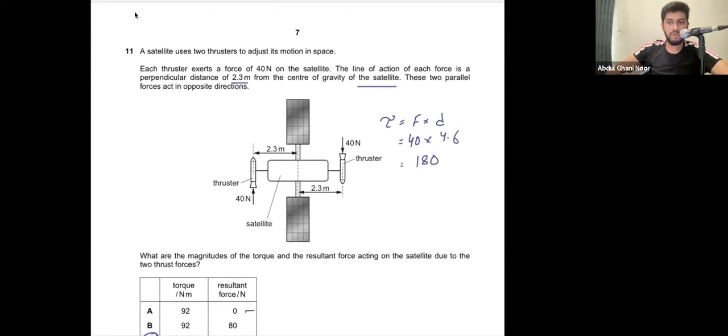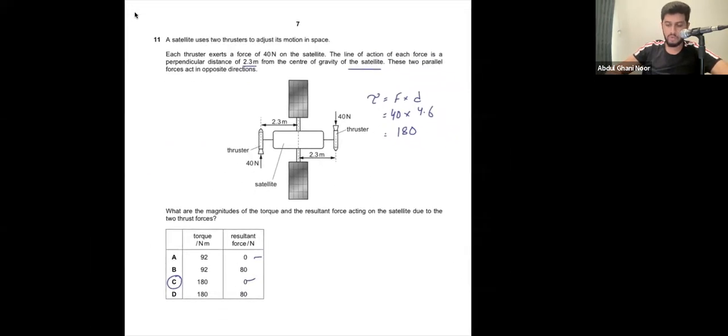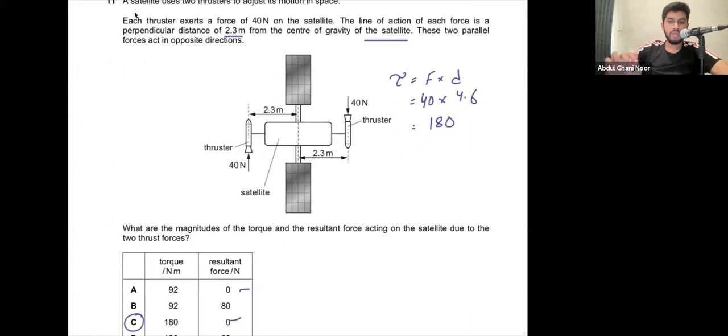Can we do 2 times 40? सर 4.6 कहाँ से आया? देखो, जब हम टॉर्क का फॉर्मूला यूज करते हैं ना, तो हम कहते हैं एक फोर्स, one of the forces, if the two forces are equal, if it's a couple, you take one of the forces and you multiply it by the distance between the two forces. That is one way of doing it.